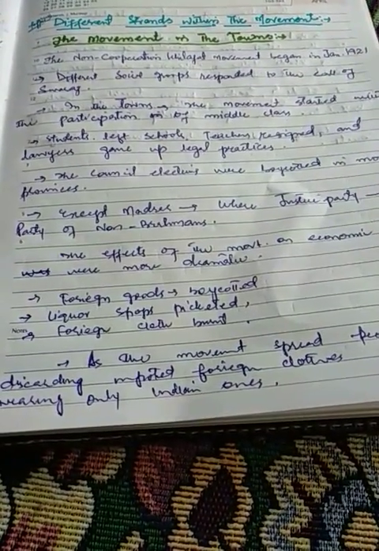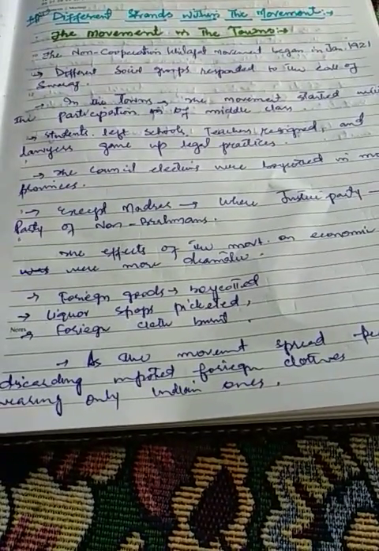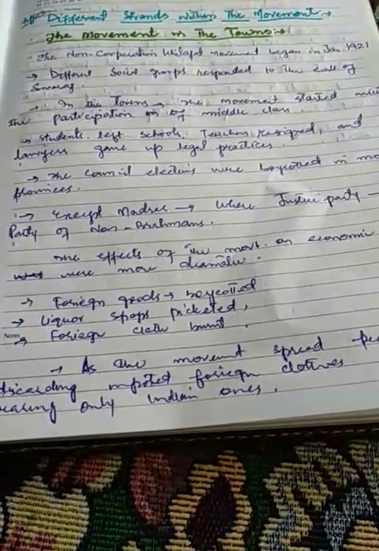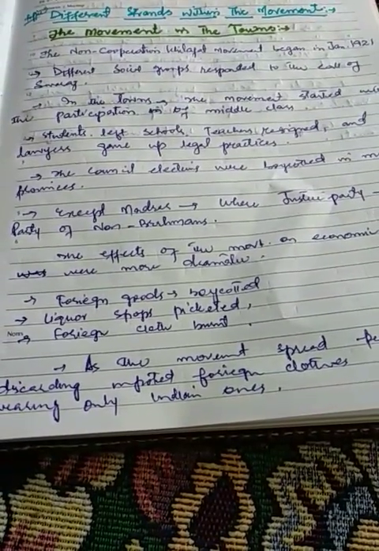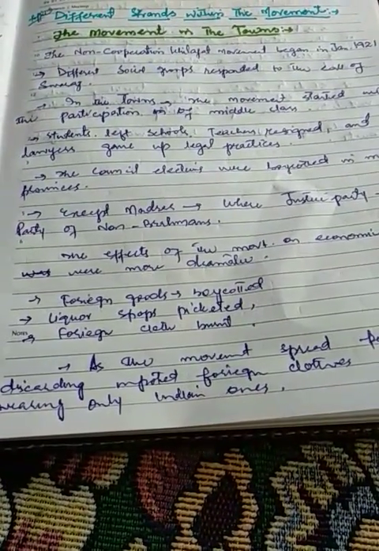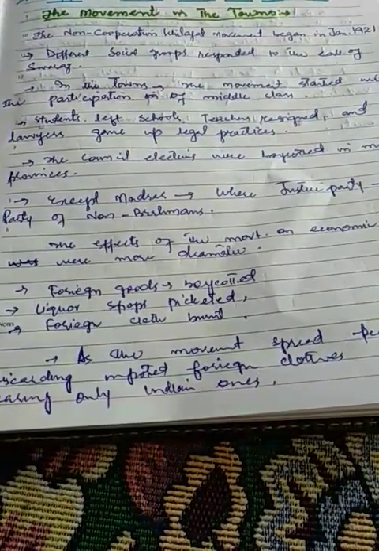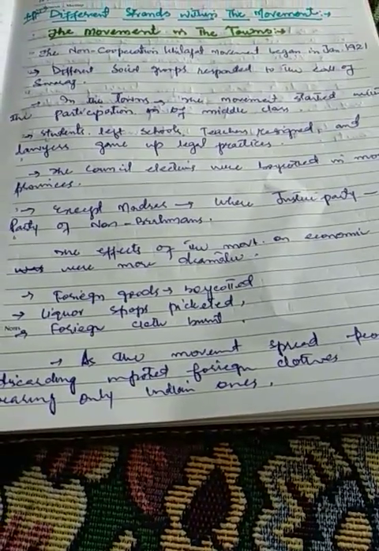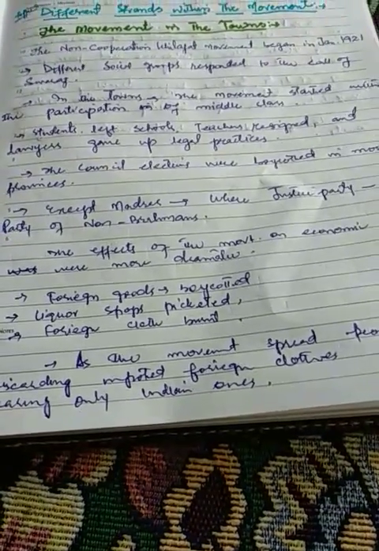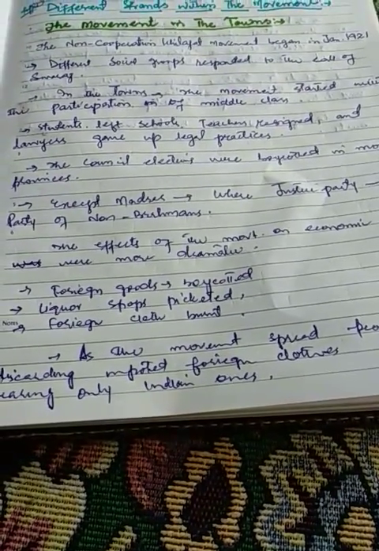So first of all, we will look at what the non-cooperation movement was in the towns. What was the role of the people in the towns? How did they respond to the call of Swaraj? How did they respond in this non-cooperation movement? As we already know, the non-cooperation khilafat movement began in January 1921. So in the towns, dear students, the movement was mostly started by the middle class people.